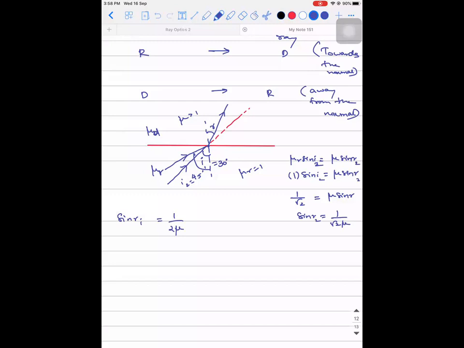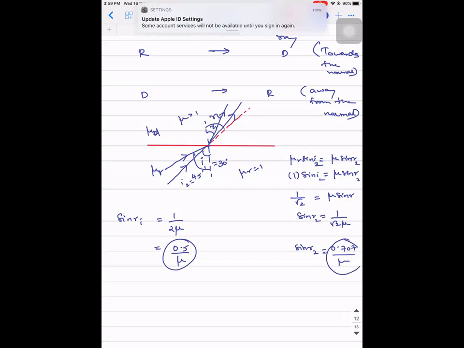Now tell me which one is less. See, sin r1 is 0.5 divided by mu. Sin r2, from the RMS value, we know that 1 by root 2 is 0.707 divided by mu. Means what is happening? Is it increasing or decreasing? Okay, increasing. So it is slightly greater than this value, right? So this is r1, and this will be something like r2.